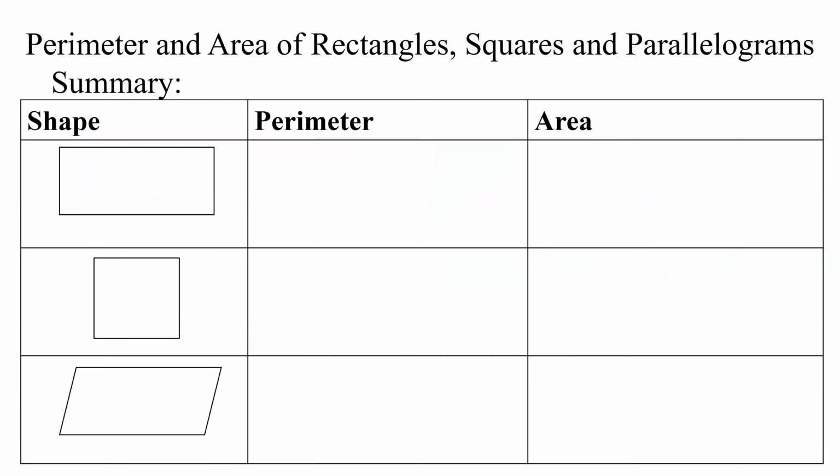Let's summarize. We have 6 formulas. For our first one, the rectangle, the perimeter is 2 times, in parentheses, length plus width, where the length is here and the width is here. Generally, we define length as the longer dimension and width as the shorter dimension, but if you switched these, it wouldn't change your formula in any way. And area is length times width.